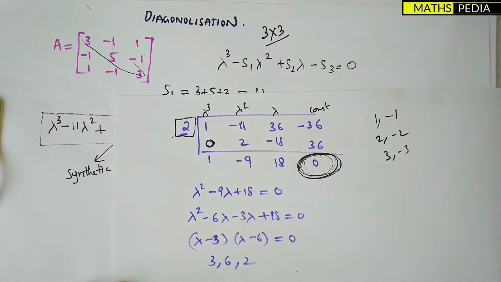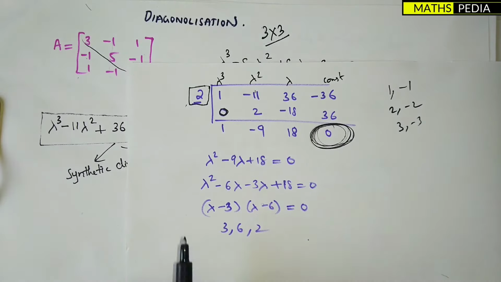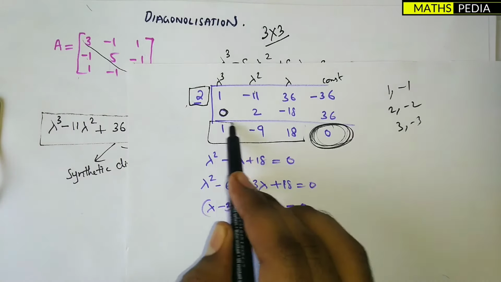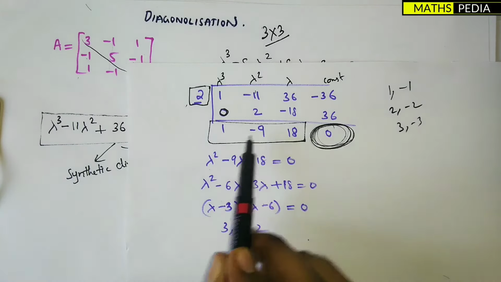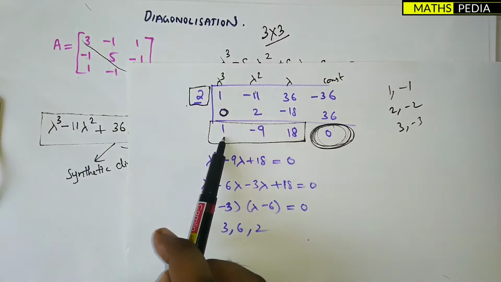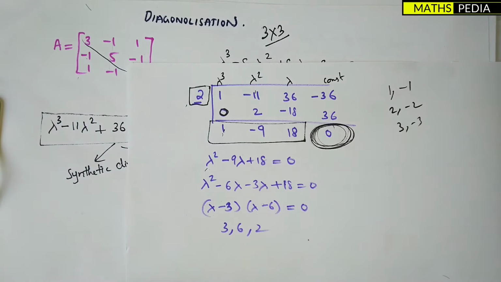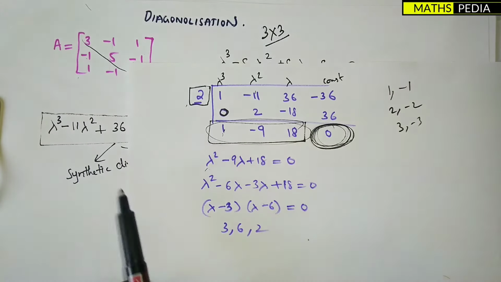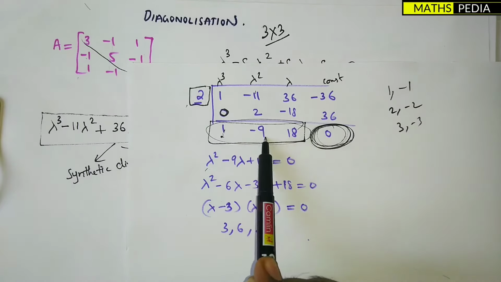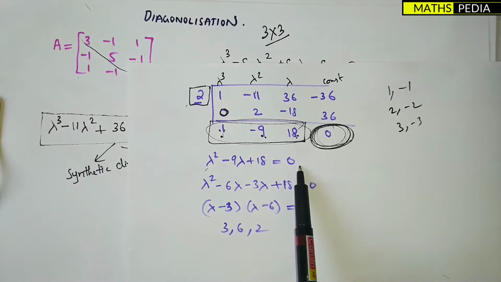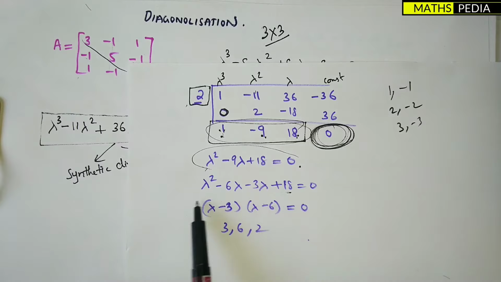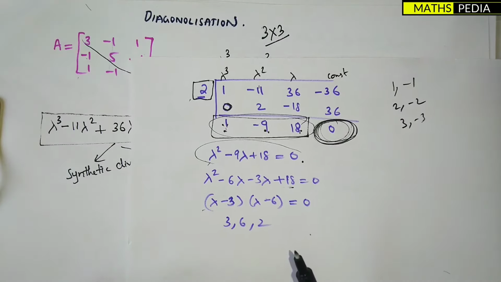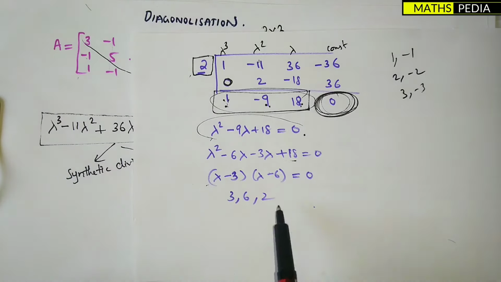Now after this you have to take lambda square. Don't think that this is a lambda cube thing and put lambda cube here, okay, no. There are three things, so basically this is lambda square, lambda, constant. So lambda square minus 9 lambda plus 18 equal to 0, you will get the equation. After getting this equation, you can simplify by splitting up the middle term, or you can choose any of the methods, by calculator also you can do.